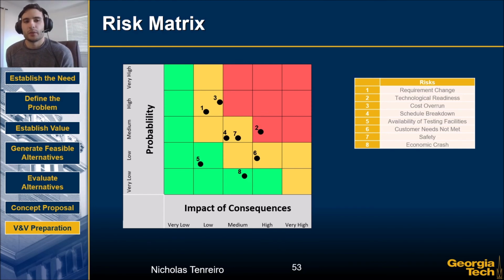Now moving on to the risk matrix, we looked at the most common risks and most likely to impact our concept. And as we can see, most risks are in the yellow range, but the highest risk here is number 2, the technological readiness, and this is just because this is a unique vehicle. Nothing out there exists right now like this, and hypersonics are relatively new. So we recognize that the technological readiness is the highest risk. The next one would be a cost overrun, just because of the nature, the complexity of the design. However, these both can be planned for and prepped for adequately.